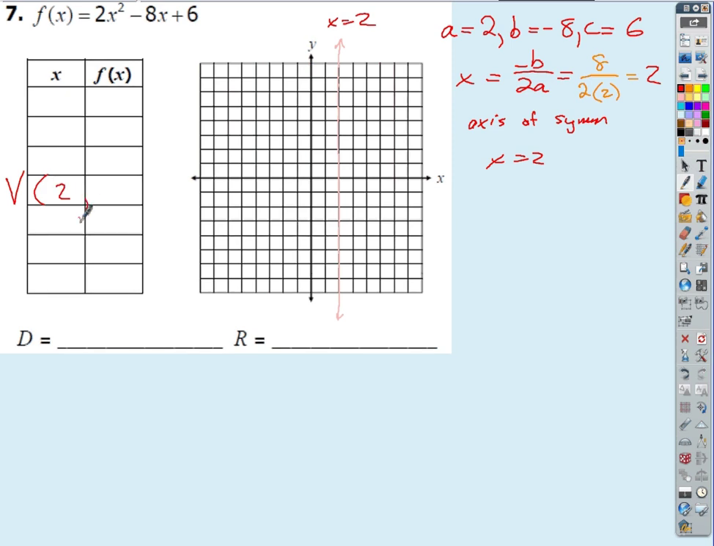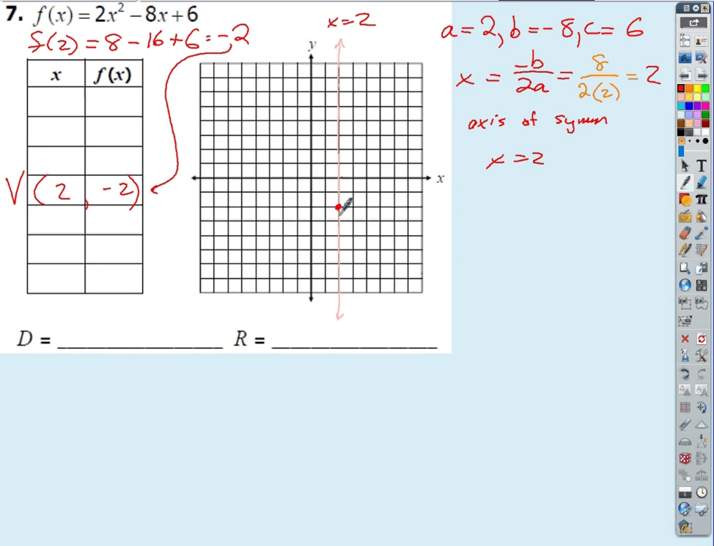To find the y-coordinate, I'll just plug that in. f of 2 is going to give me what? What's that term going to be if I plug 2 in for x? 8. How about that term? Negative 16. Okay. So 8 plus 6 is 14, minus 16, what's that give me? Negative 2. Okay, so my vertex is going to be at positive 2, negative 2, so it's right there. Do you agree?